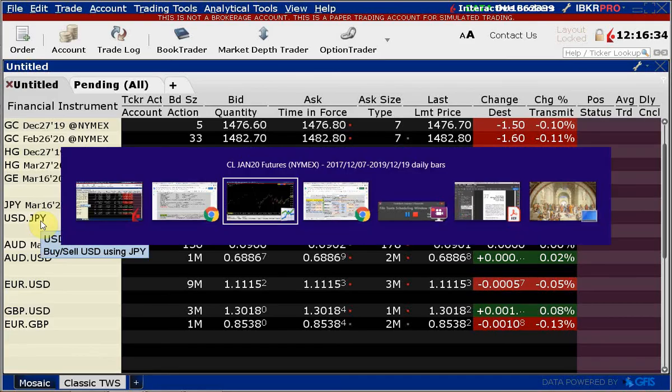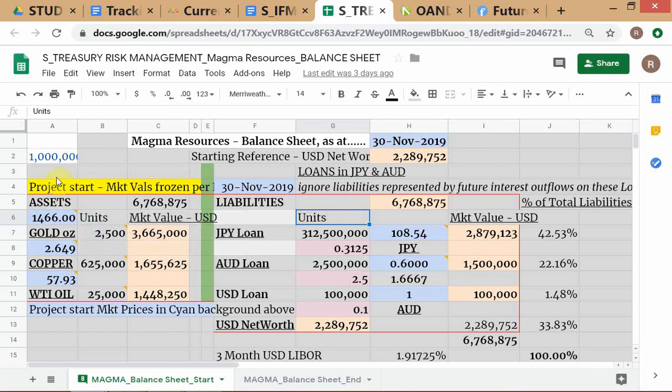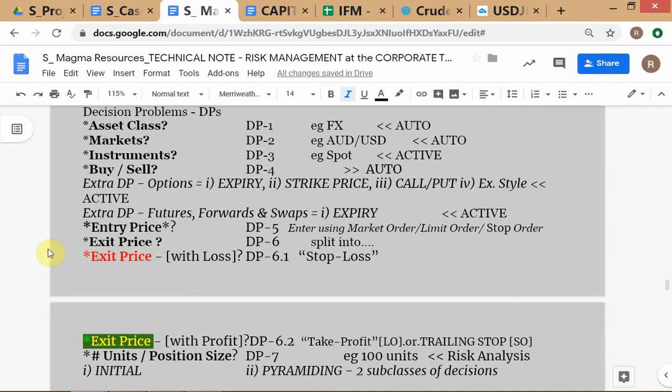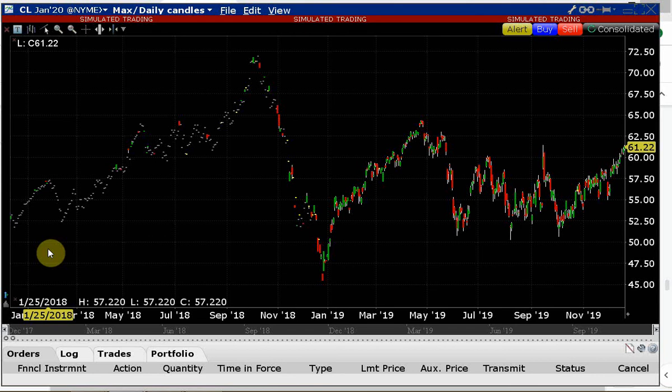Yes? It should be auto. Yeah, I understand why you're saying auto, but remember, I'm not saying that the buy sell decision is active. If your underlying position in crude oil is long, you already know that your buy sell decision is automatically solved.